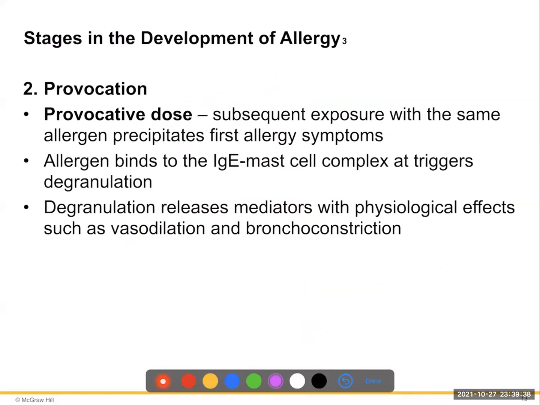Okay, so after you have the exposure to it, then you get provocation. You have to have a provocative dose. So subsequent exposure with the same allergen precipitates the first allergic symptoms. Let you get your response. So the allergen binds to the IgE mast cell complex, that's your antibody, and triggers degranulation. Remember, degranulation releases mediators with physiological effects like vasodilation, bronchoconstriction. It causes a chemical gradient to occur where it attracts other T cells to the area to help destroy the allergen.